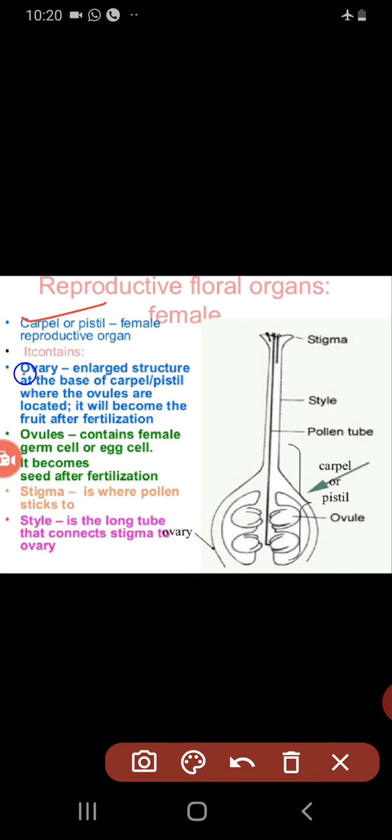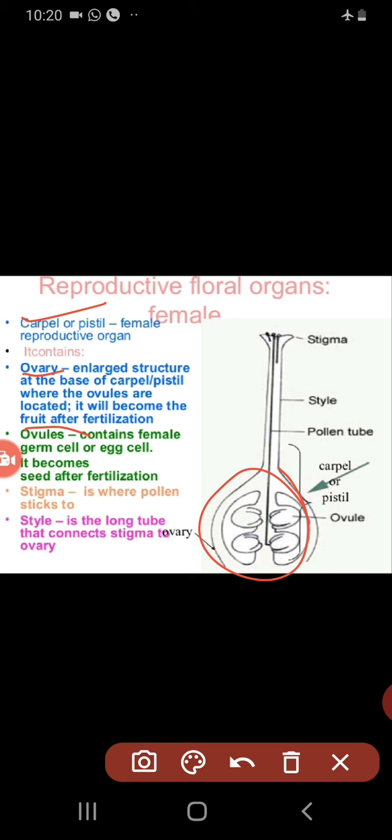It contains the ovary. You can see this part is the ovary. It is an enlarged structure at the base of the carpel or pistil where the ovules are present. It becomes the fruit after the fertilization. Very important that the ovary converts into the fruit. This question was asked this year also in the board exam.